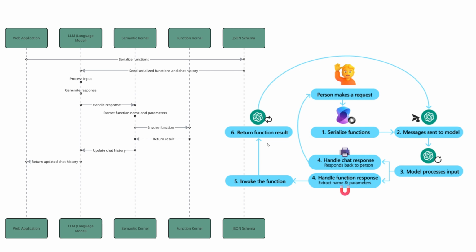As we mentioned before, a crucial configuration for this setting is the tool call behavior set to auto-invoke kernel functions, which explicitly tells the kernel to let the AI automatically choose and execute the best function for the job.